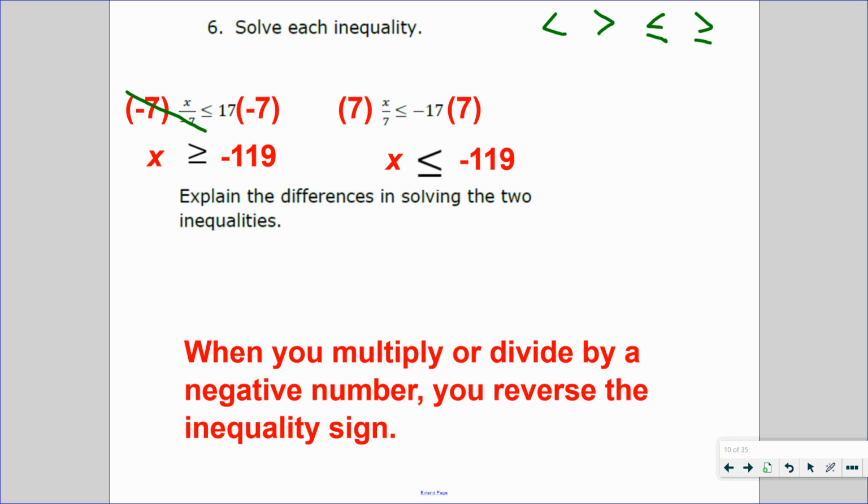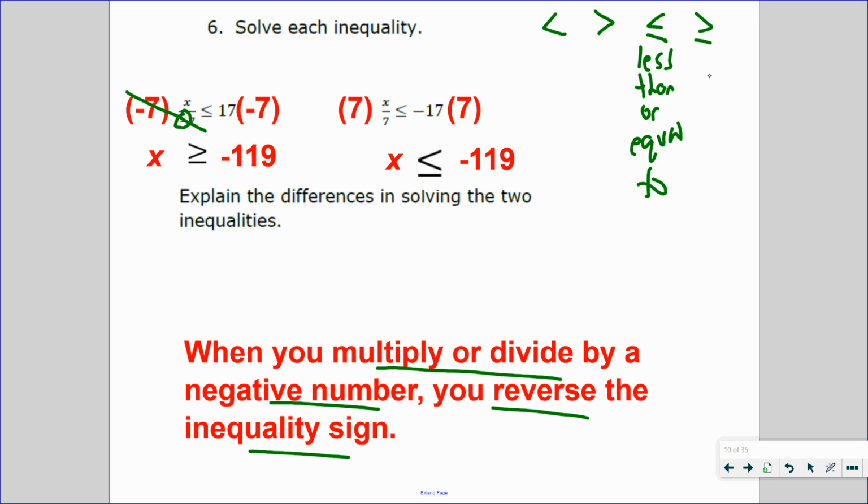Remember this: whenever you multiply or divide by a negative number, you must reverse, you must flip the inequality sign. So we flip it around. You might say, but why? Remember, this negative means you do the opposite. So the opposite of less than or equal to is greater than or equal to. So we flip around. This one, we multiply both sides by 7. Cancel, because you're multiplying by the original number. And then this is just x is less than or equal to negative 119.